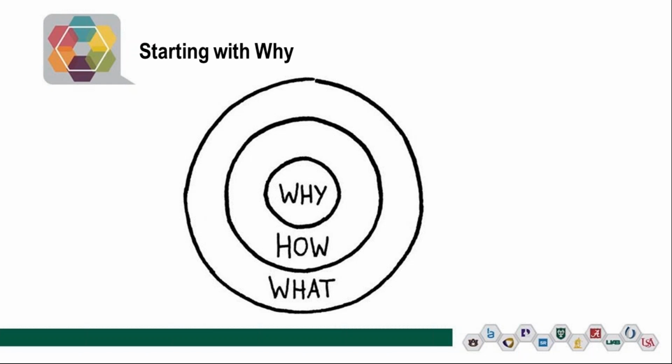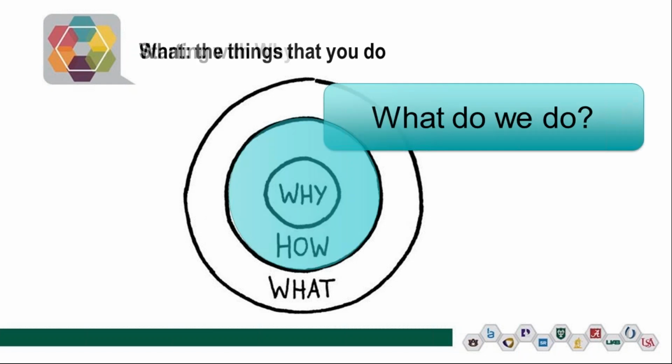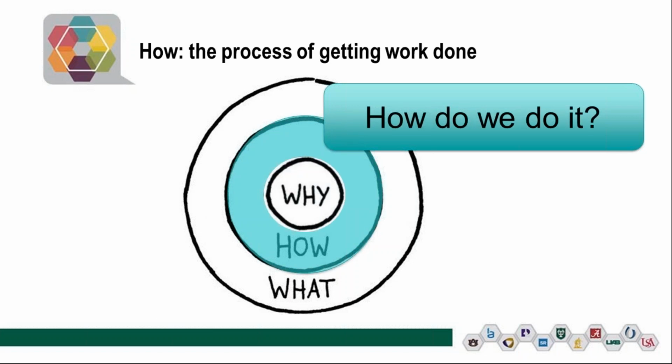What he discovered in doing this research was that most organizations were very good at describing what they do. When you ask somebody what their organization does, they can say, we sell computers. So when you look at UAB, what do we actually do? Well, we're an institute of higher education. We educate and train students. And then a lot of organizations can also say how they do that. What is their secret sauce? How do we do what we do?